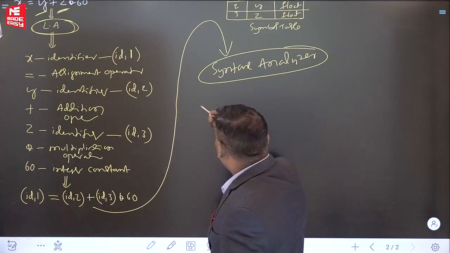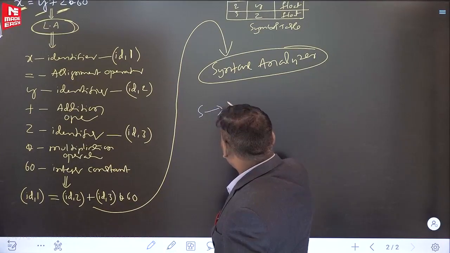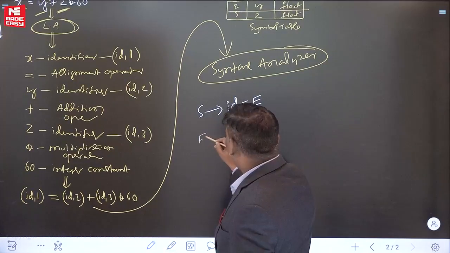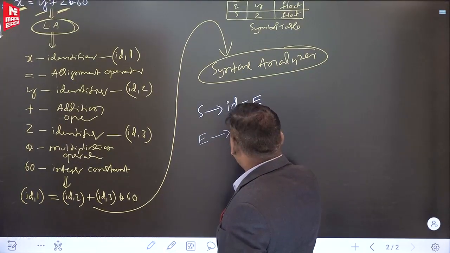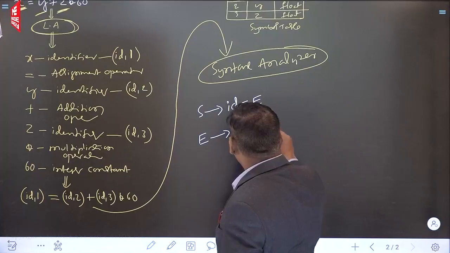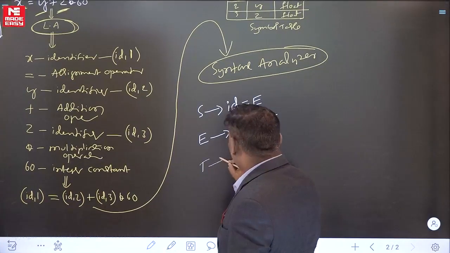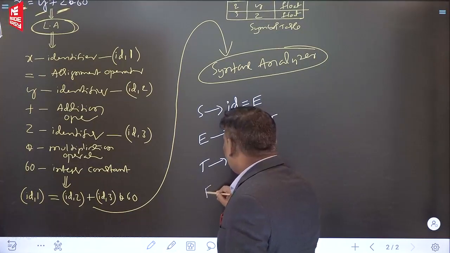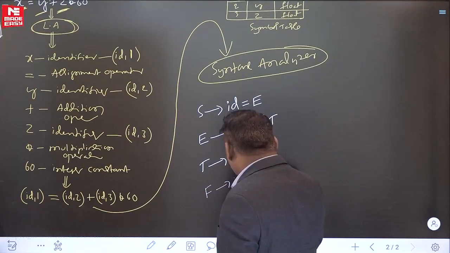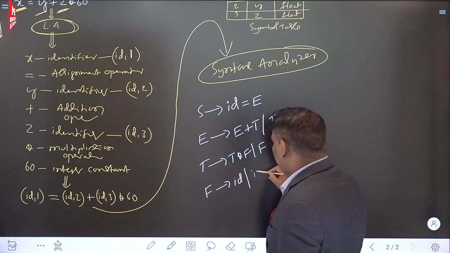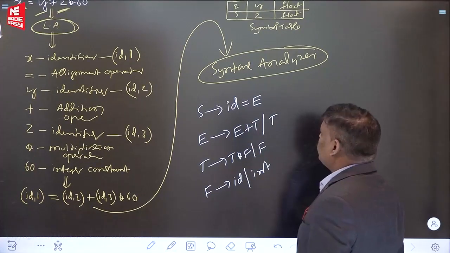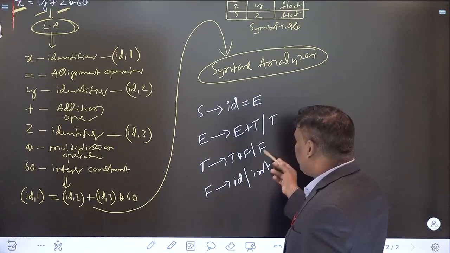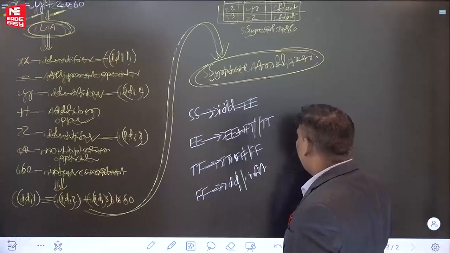See this one. S goes to ID equals E. E goes to E plus T or T. T goes to T star F or F. F goes to ID or int. Again: S goes to ID equals E, E goes to E plus T or T, T goes to T star F or F, F goes to ID or int. Can you follow me now?